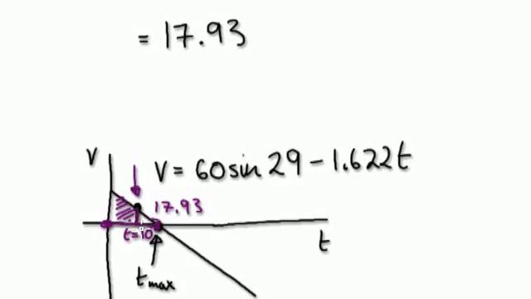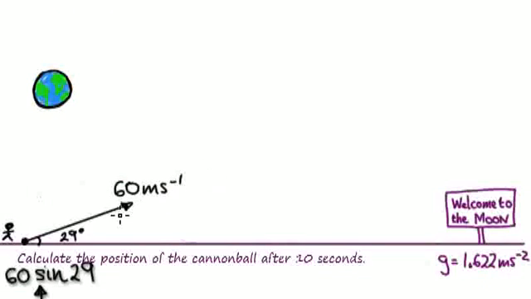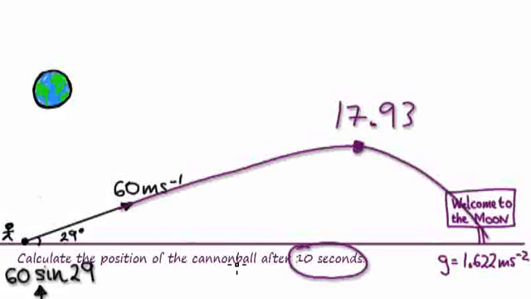So t equals 10 is before the maximum height. What that means is that when you're firing it like this, it takes 17.93 seconds to get to the maximum height. But the question is saying, find out the position of the cannonball after 10 seconds. So 10 seconds is somewhere around here. So the cannonball is still rising.